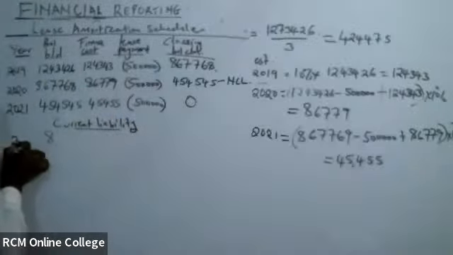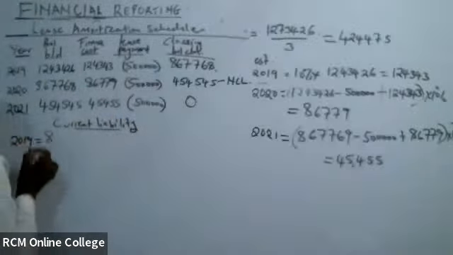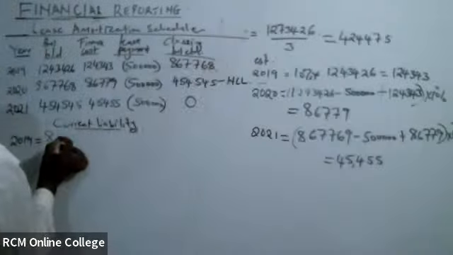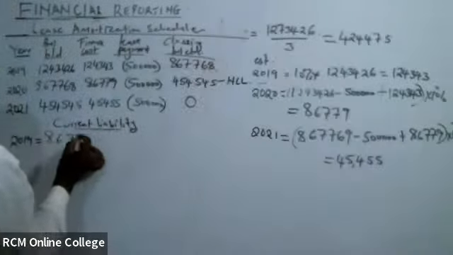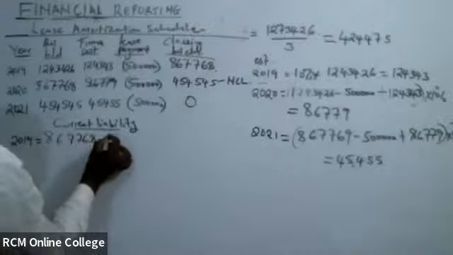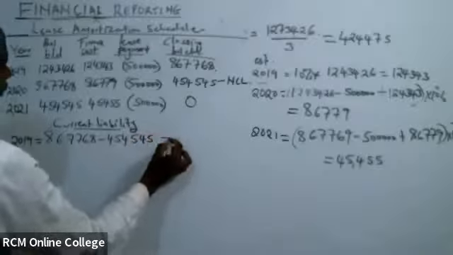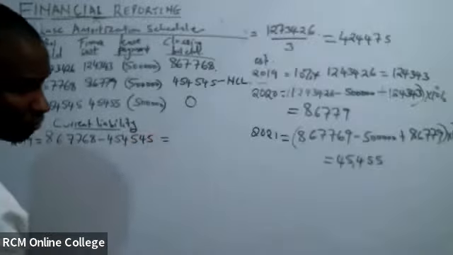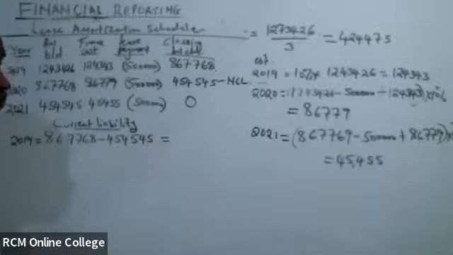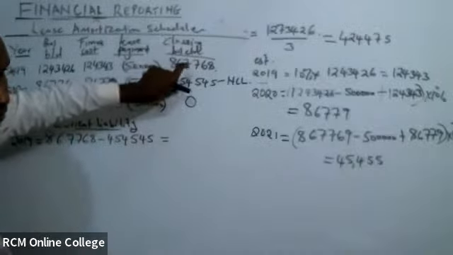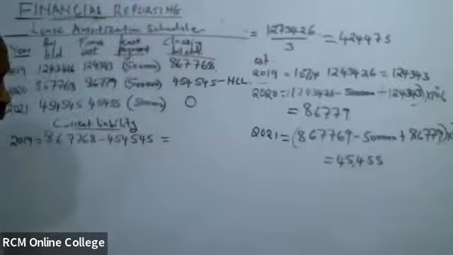For example, if I pick, let me just put it here, current liability for year 2019, itakuwa this minus this, 768 minus 454, 545. That is current liability for that year. Itakuwa ngapi? Of course, non-current, sasa hiyo already have it somewhere. Non-current is that one, hiyo haitakuwa na shida.